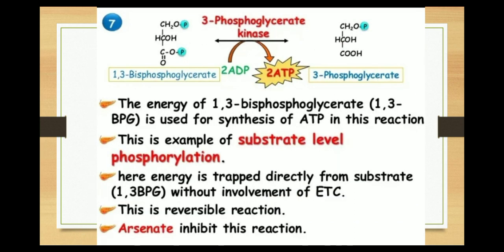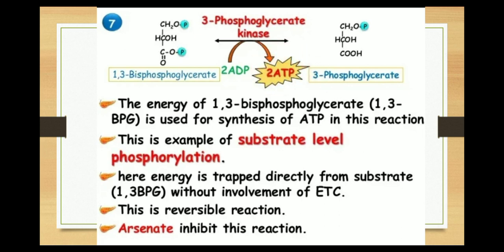Now let's move on. The next step is the seventh step. The 1,3-bisphosphoglycerate is converted into 3-phosphoglycerate, and here ATP is released. What happens is that one phosphate group is released, and that is utilized in the formation of ATP here.